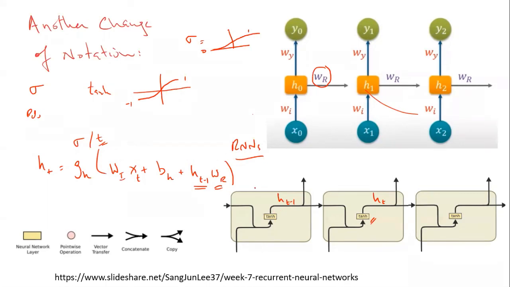Now in RNN algorithms, normally you use a tan H. If you can read this over here, it's a tan H. And basically what you're doing is you're squashing the output to be between -1 and +1.